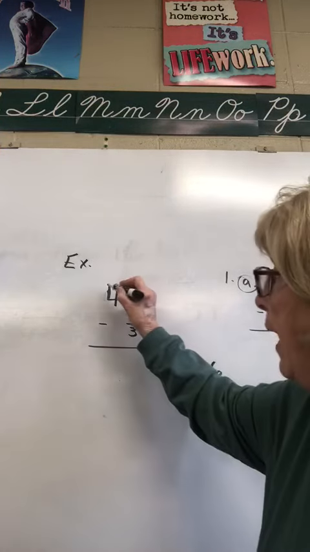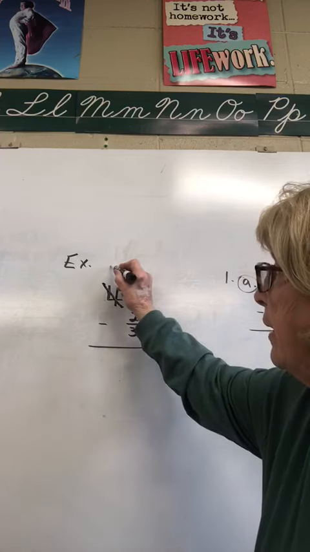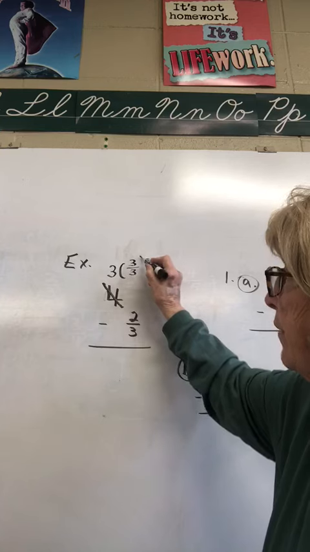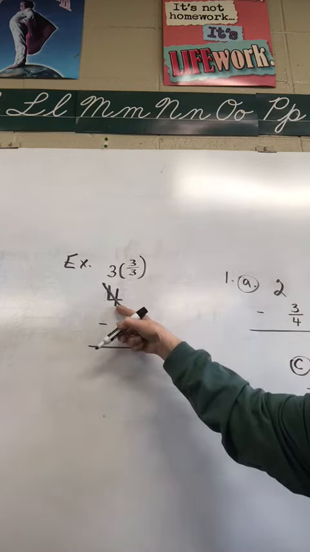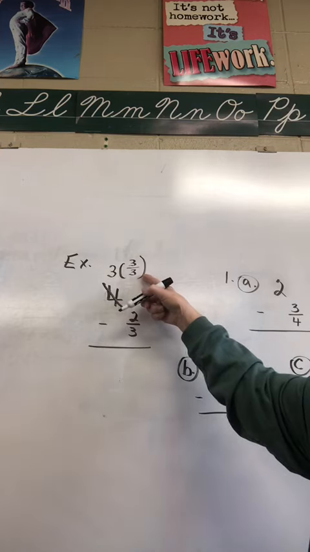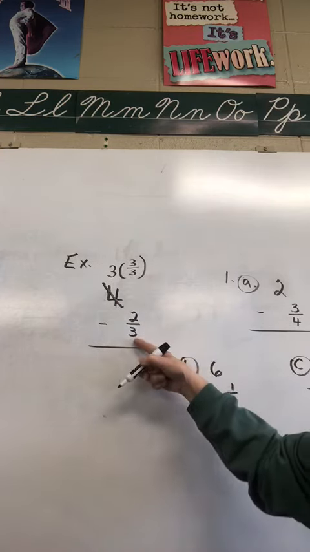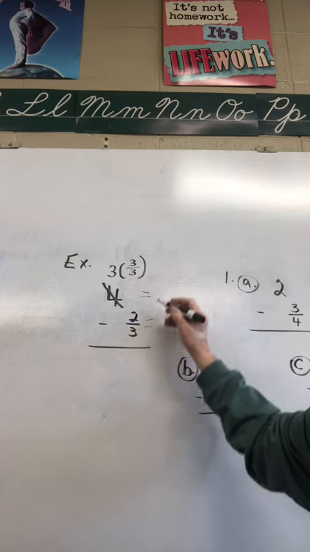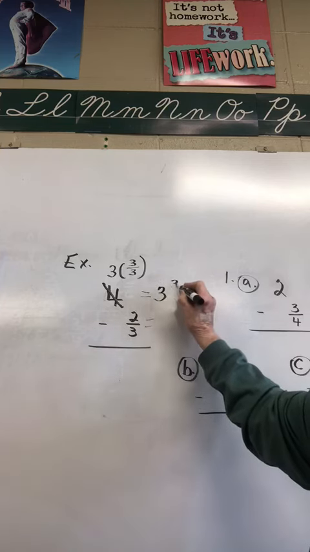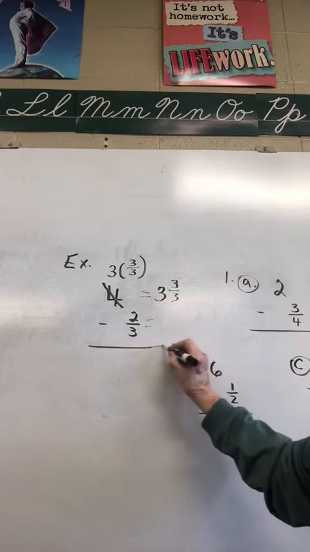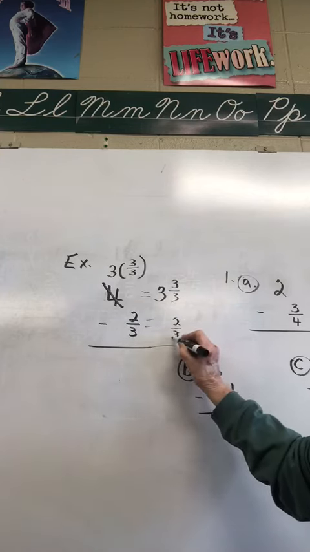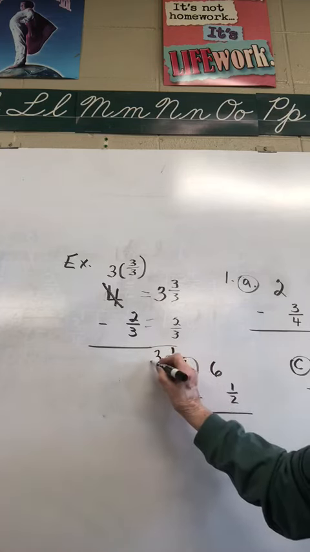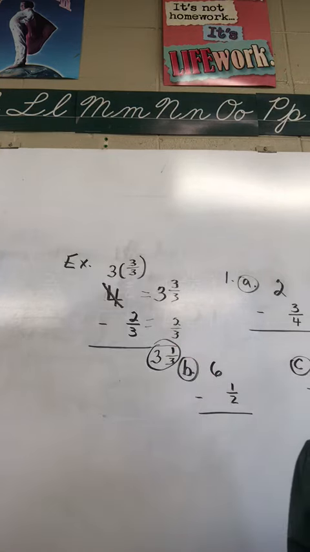So we're going to mark out the 4. We're going to name it as 3 and 3/3. Now, the way we did that is we took one whole away from the 4 and we renamed it as thirds because this denominator was already thirds. I put equal marks. I put my 3 and 3/3. I subtract my 2/3. 2 from 3 would be 1/3, and I bring down my 3. My answer would be 3 and 1/3.